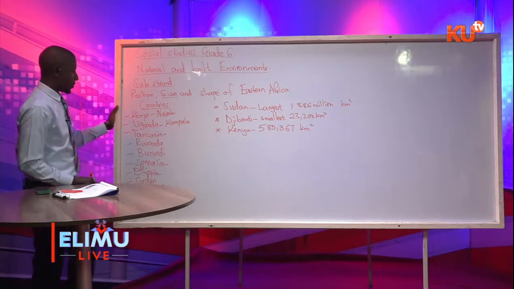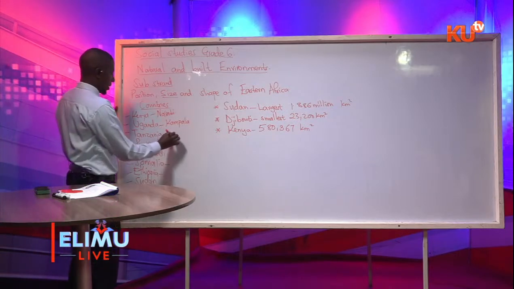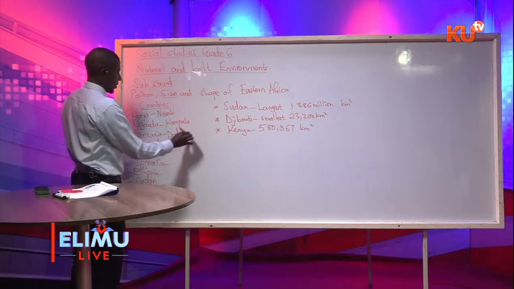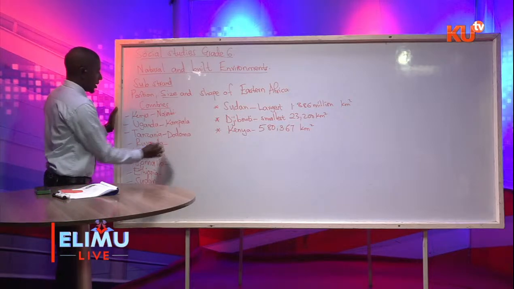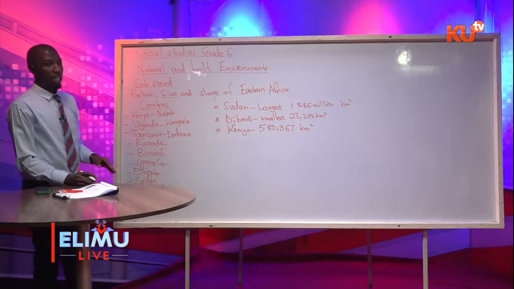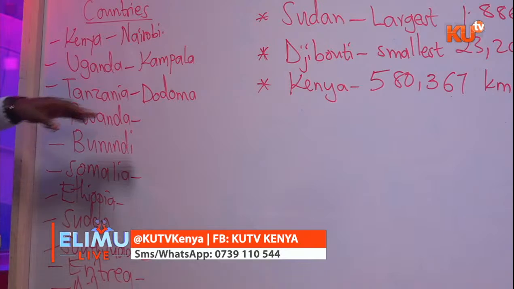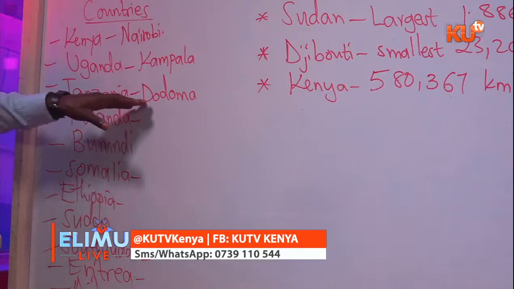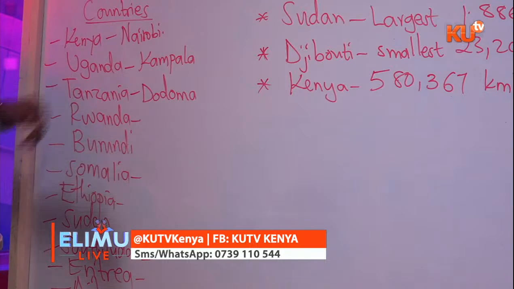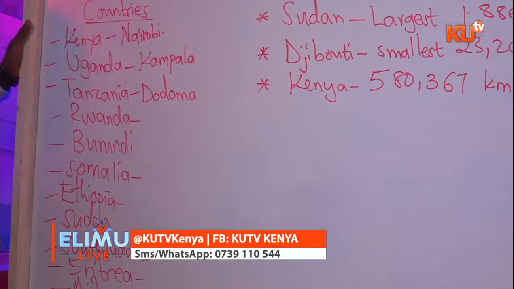Then the capital city of Tanzania is Dodoma. Dodoma, and you need to be careful. Most students confuse the capital city of Tanzania and they say it's Dar es Salaam. It isn't Dar es Salaam, it is actually Dodoma. Dodoma is at the center of Tanzania, while Dar es Salaam is a coastal city which borders the Indian Ocean that is in Tanzania. So it is like our own Mombasa. It's actually a few kilometers from Mombasa.